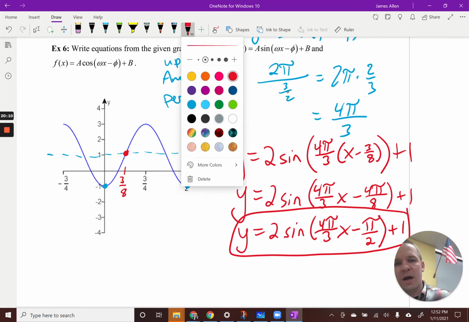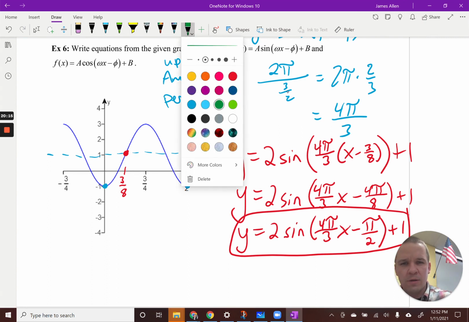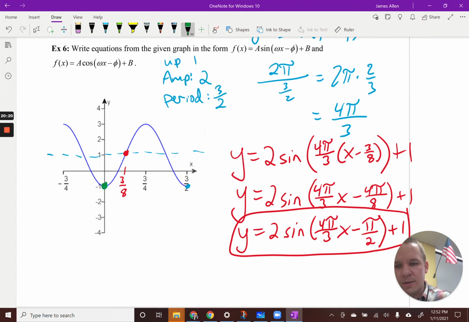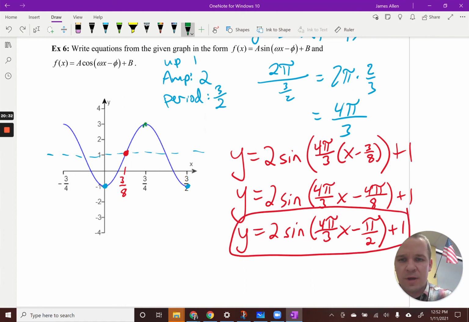Now let's move on to cosine. I'll go with green. I'm going to start up top here again, because then there's no reflection with my cosine function. I'm just going to move to the right 3 pi over 4. It's like either you do a reflection or you do a phase shift. It's your call. Let's write both.